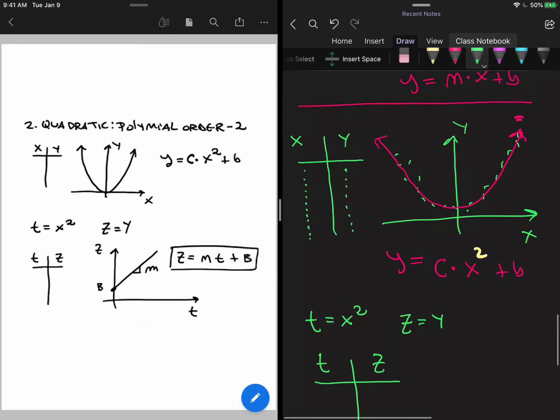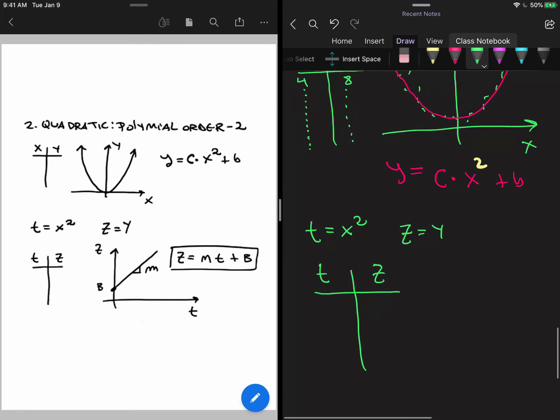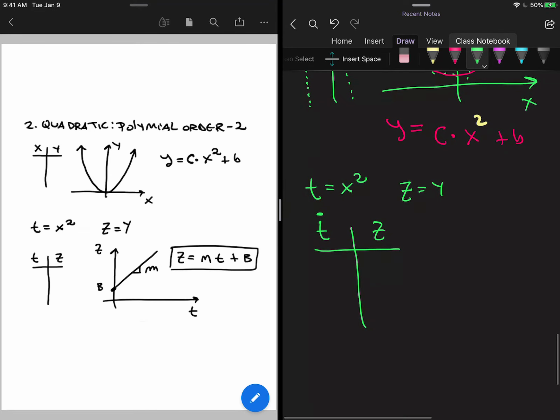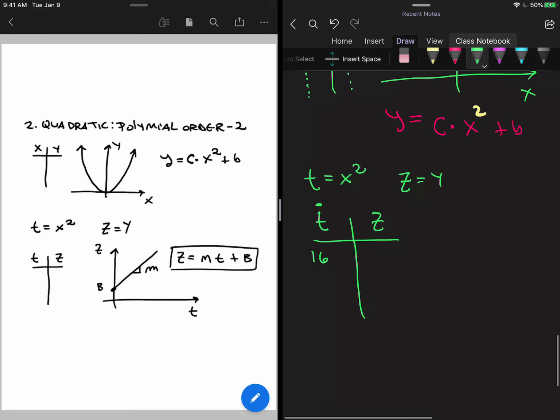So let's say, for example, that for the original graph, you had 4 for the x and 8 for the y. So then here, what you're going to do is, the t is going to be then this column squared. So then a 4 is going to become, 4 squared is going to become a 16. And z is going to be the same as y. So z is going to stay 8. So you'll do that, do the calculations for all those numbers in the columns.